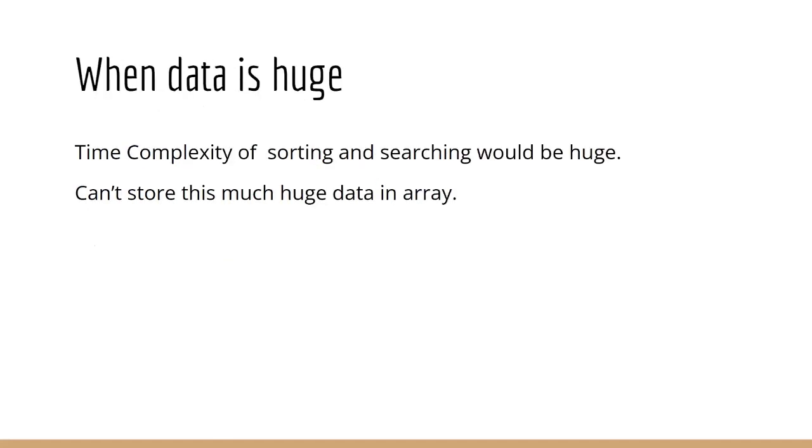But when the data is huge, when the spam email IDs you are given are in millions, what is the problem that arises? The first one would obviously be that the time complexity of sorting would be huge for 1 million data, and searching would also take time. Apart from that, storing all the email IDs in an array would take a lot of memory, so space complexity would also be huge.